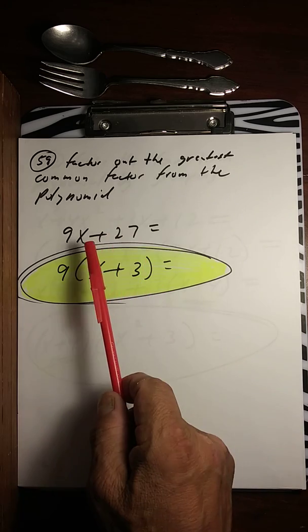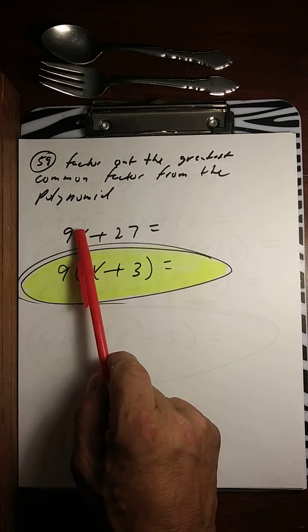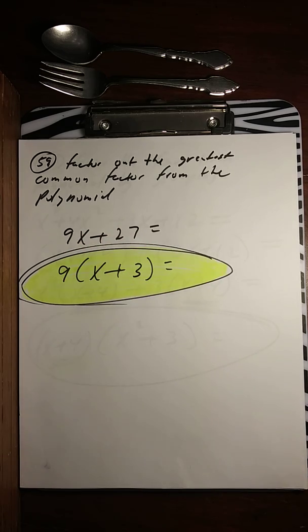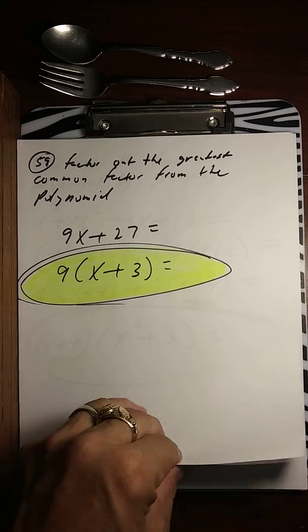Factor out the greatest common factor. So from this one we have 9. 9 times 8 is 9x. 9 times 3 is 27. Yes, that's it. It's correct.